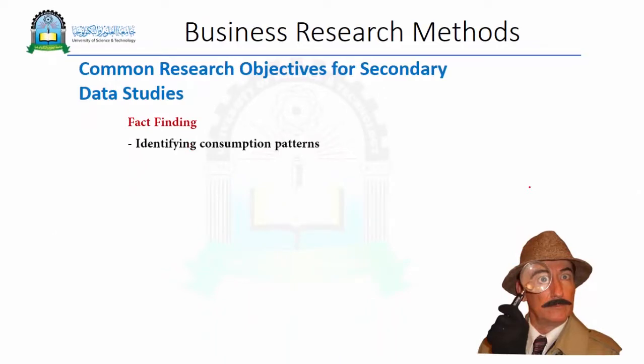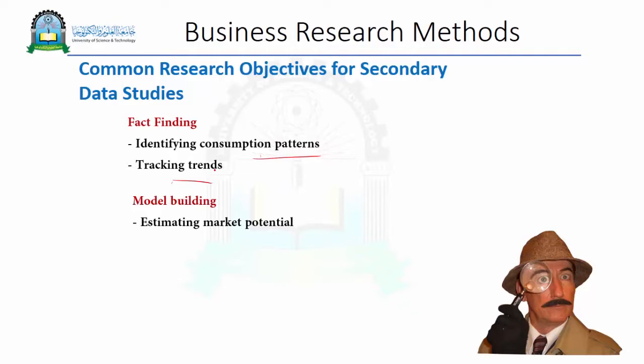In common research objectives for secondary data studies, there are a lot of objectives. The fact finding, I can use secondary data. Identifying consumption patterns, so I will go to previous studies, previous work, and find out, and then come up with new approaches, patterns by the analysis of these studies. Tracking a trend or trends, so follow up trend. That means taking reports and then tracking the differences between the reports over time.